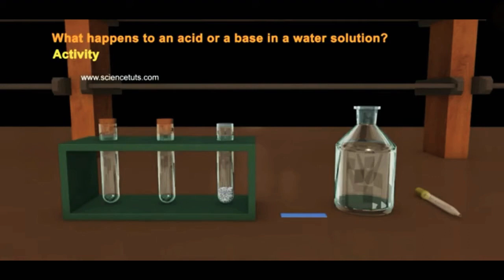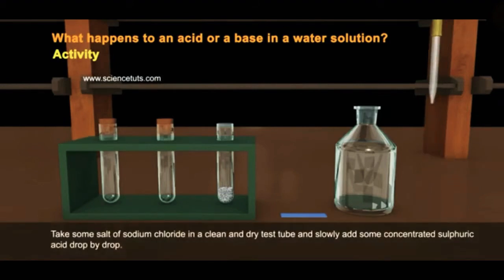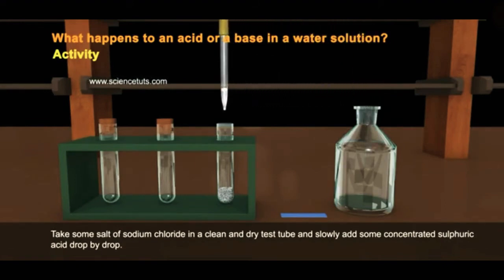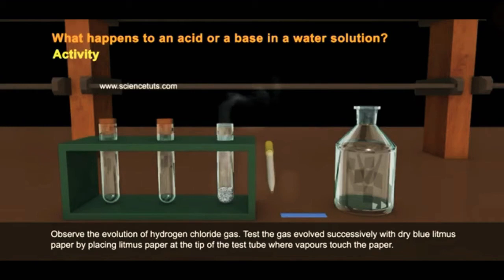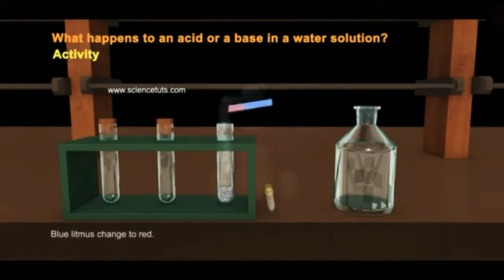Let us perform the activity now. Take some sodium chloride salt in a clean and dry test tube and slowly add some concentrated sulfuric acid drop by drop. Observe the evolution of hydrogen chloride gas. Test the gas evolved with dry blue litmus paper, placing the litmus paper at the tip of the test tube where the vapors touch the paper. You can see blue litmus change to red.